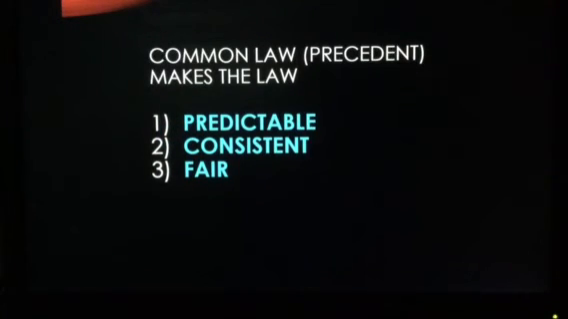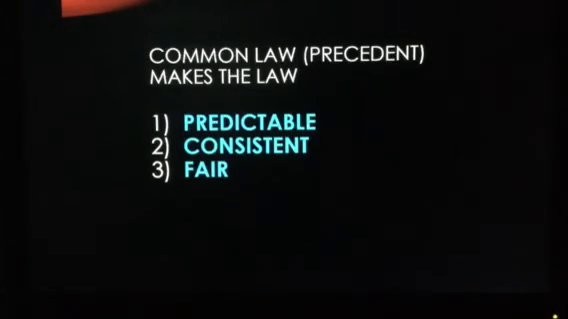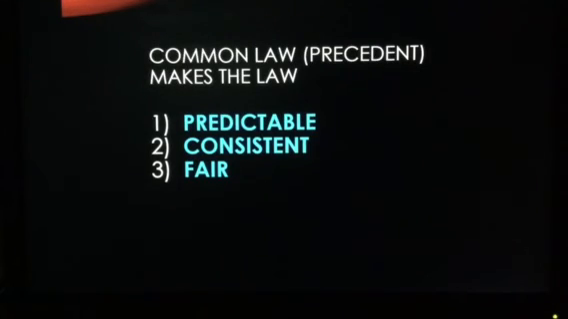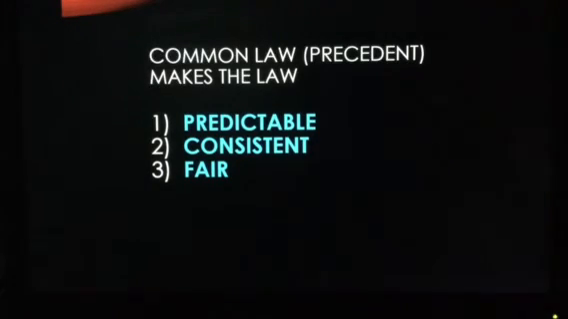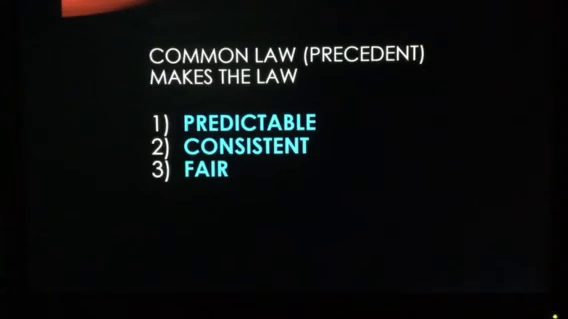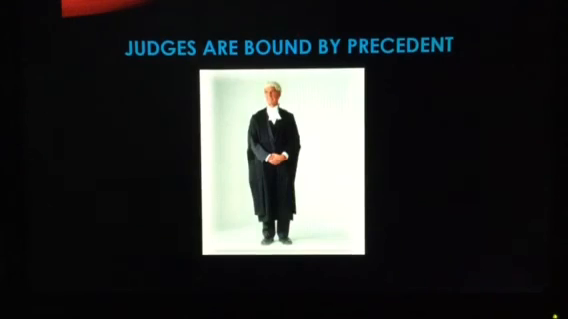What does common law do? It makes the law predictable, not dependent on the judge you're having. The judge is bound by precedent. He has to rule according to precedent. So the law is predictable. It's consistent. And it's fair. The law is not arbitrary, nor is it arbitrarily applied. It's consistently applied. It's fairly applied according to precedent. Judges are bound by precedent under common law.